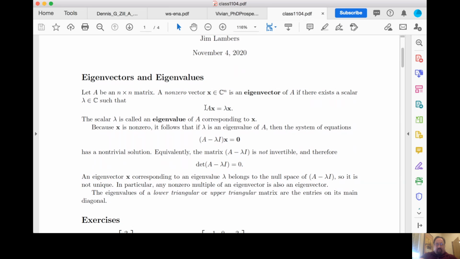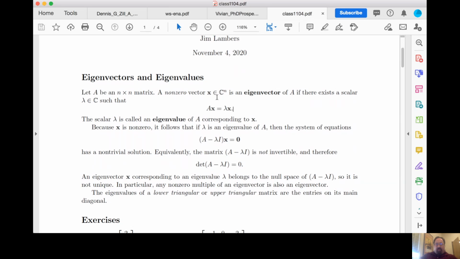What's happening here is on the left side you have matrix vector multiplication, whereas here you just have scalar multiplication of a vector. If those two operations give the same result for some non-zero vector x and some scalar lambda, then we say that x is an eigenvector of A, and lambda is the eigenvalue that corresponds to the eigenvector x. So really we have an eigenvalue-eigenvector pair. Anytime you have A times x equals lambda times x, x is an eigenvector of A, and lambda is an eigenvalue of A corresponding to x.